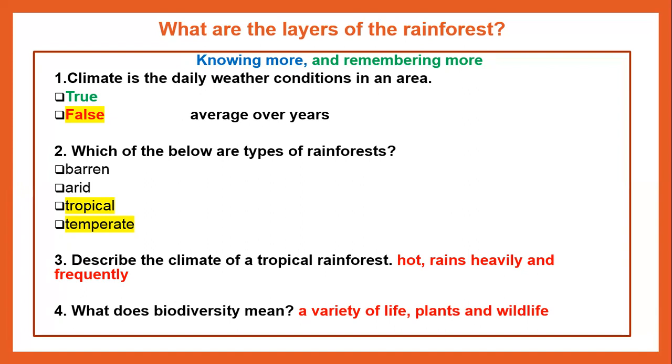Question number 3. Describe the climate of a tropical rainforest. Well, you could have written or you could have said hot, rains heavily, and is frequently vegetated, I would say. Question number 4. What does biodiversity mean? Well, biodiversity includes a variety of life, plants, and wildlife, all cohabiting in a particular area.